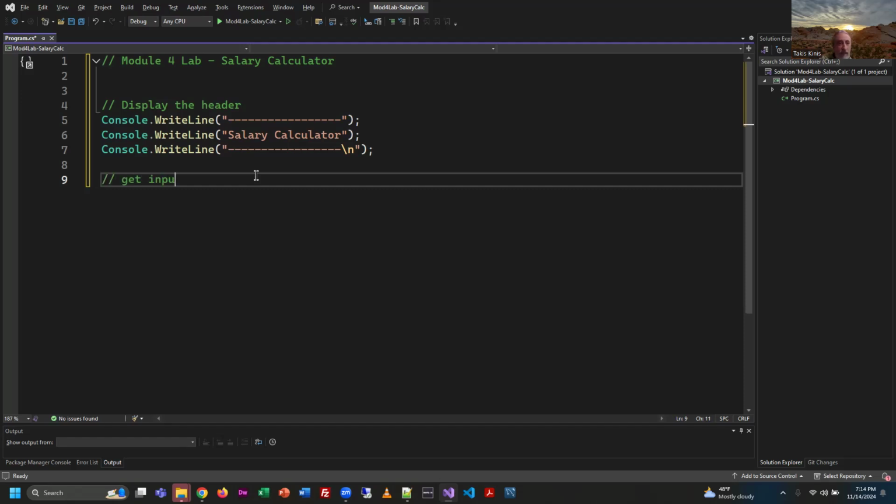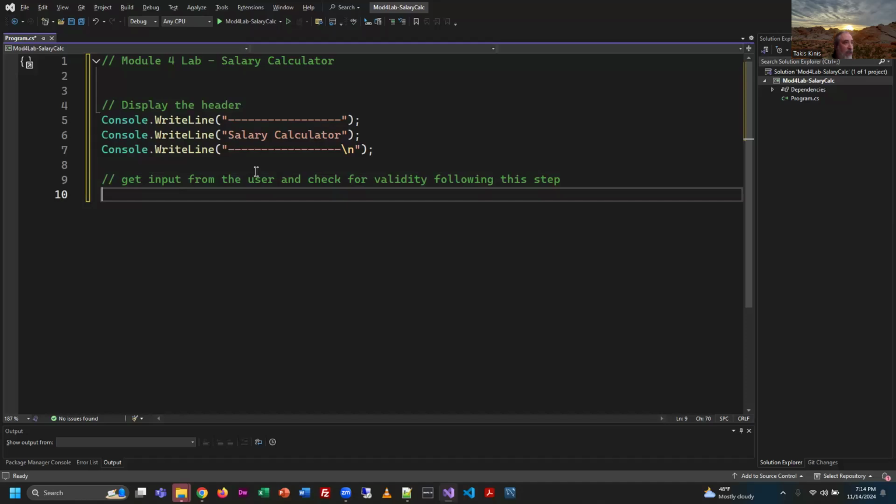So I'm going to just say get input from the user and check for validity following the step. So that'll come in the loop below. But let's do the prompt. So I think it says enter the number of days worked. So I'm just going to paste that in there. So console write on that so it stays in the same line. And then we want to store that information.